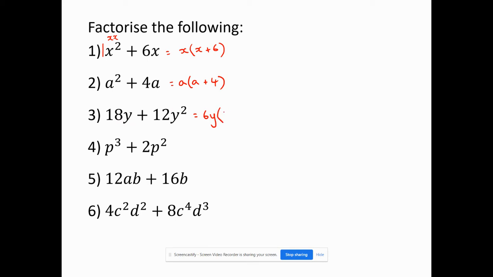And 6y times 3 will give 18y. 6y times 2y will give 12y squared. And so we can figure out what's in the brackets that way.